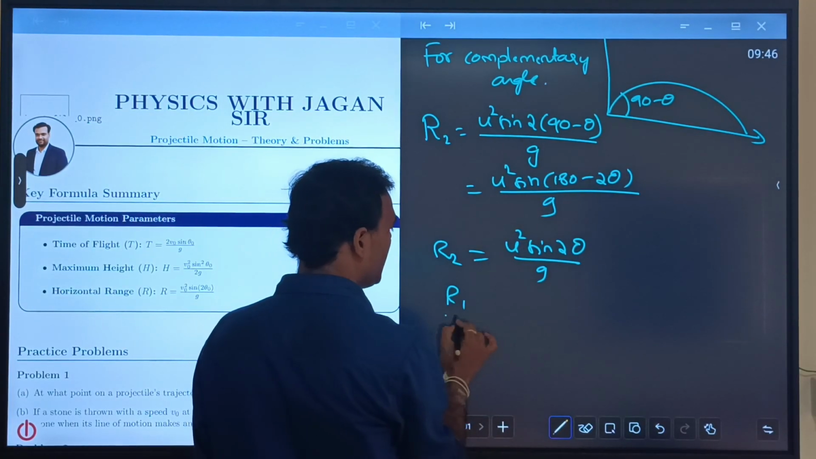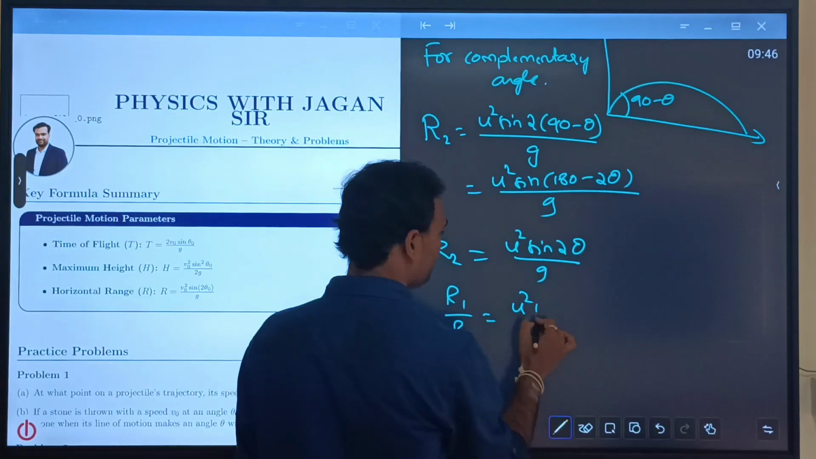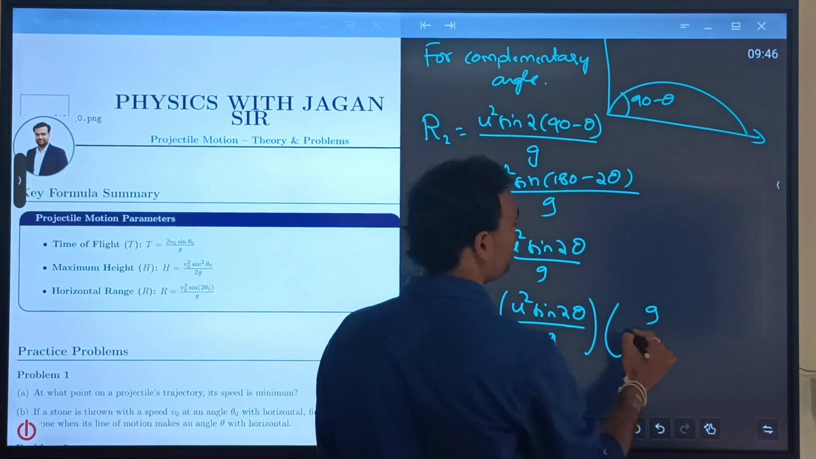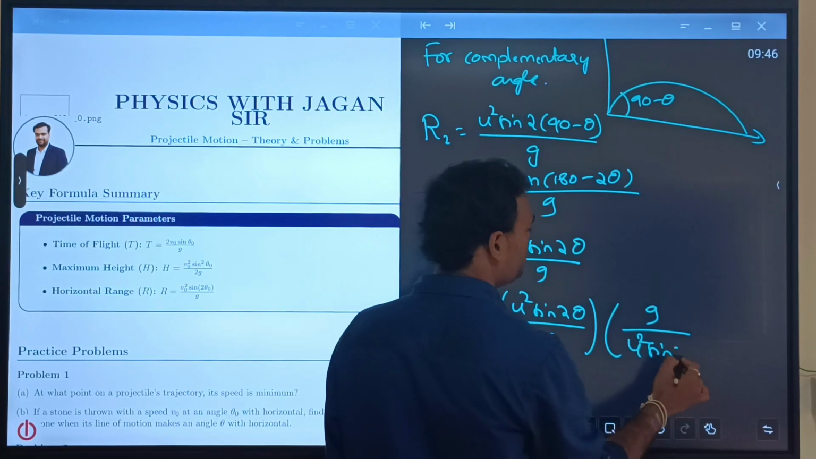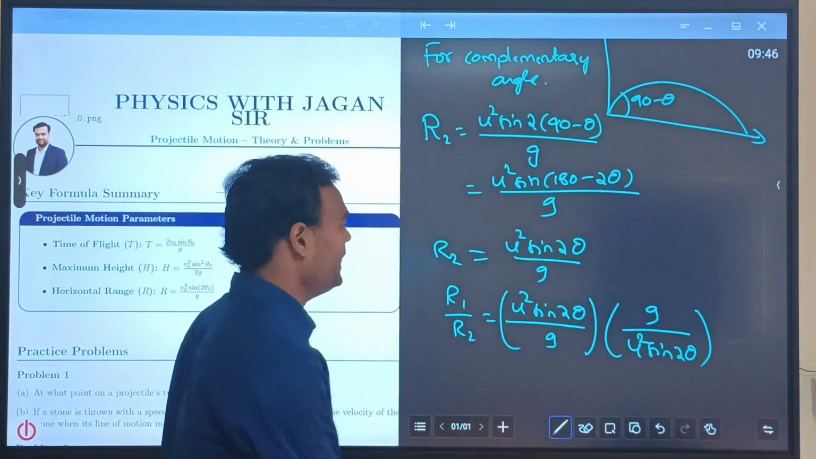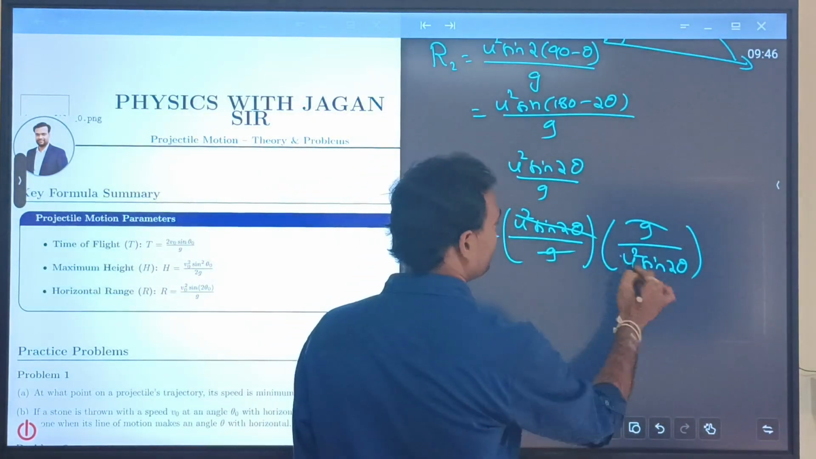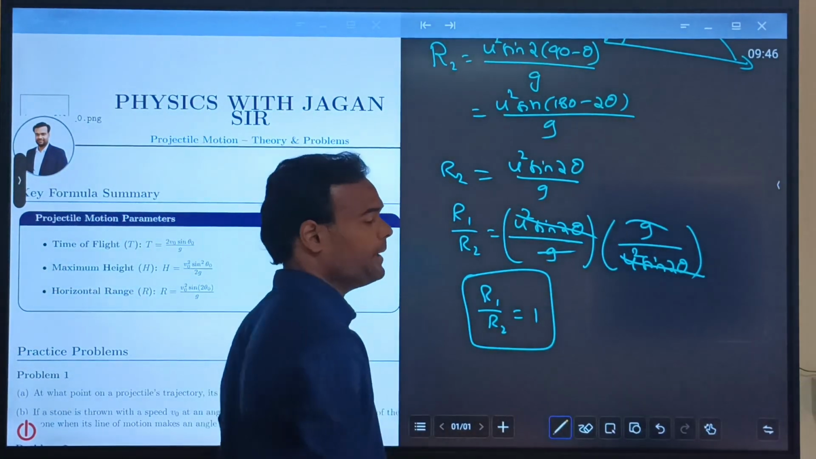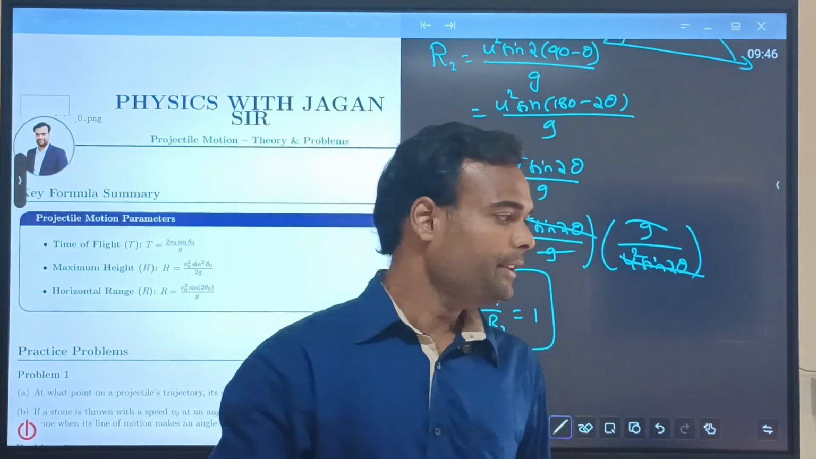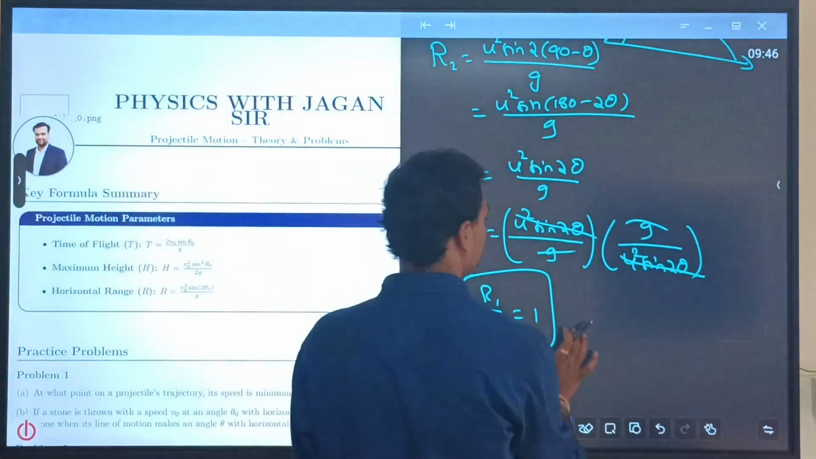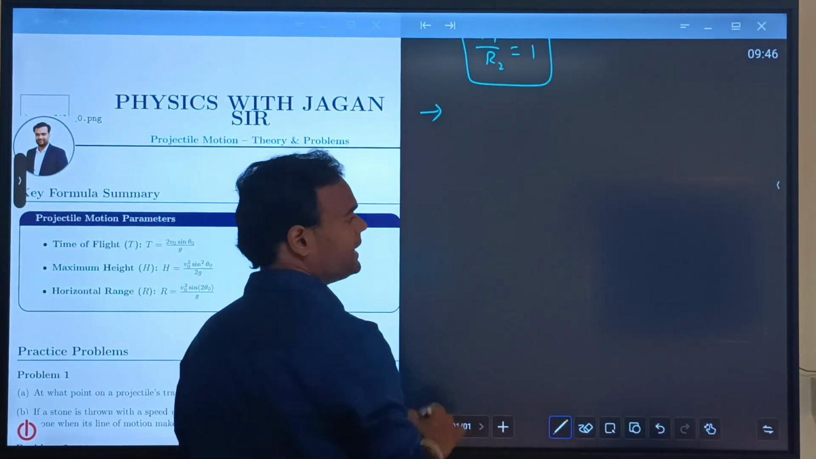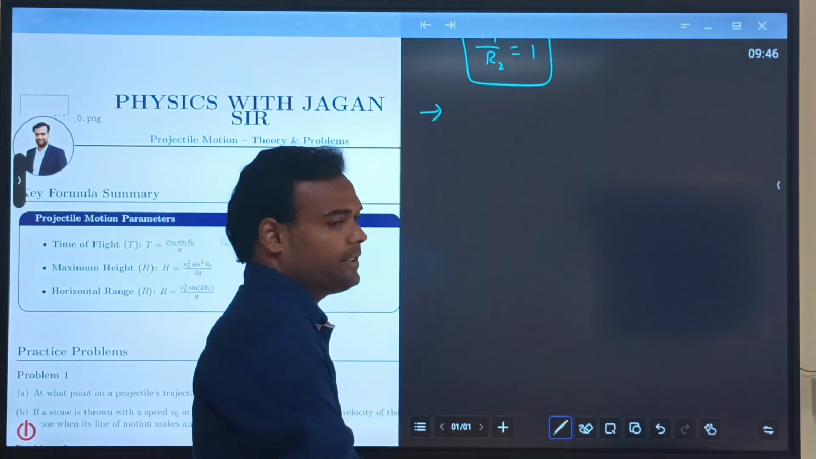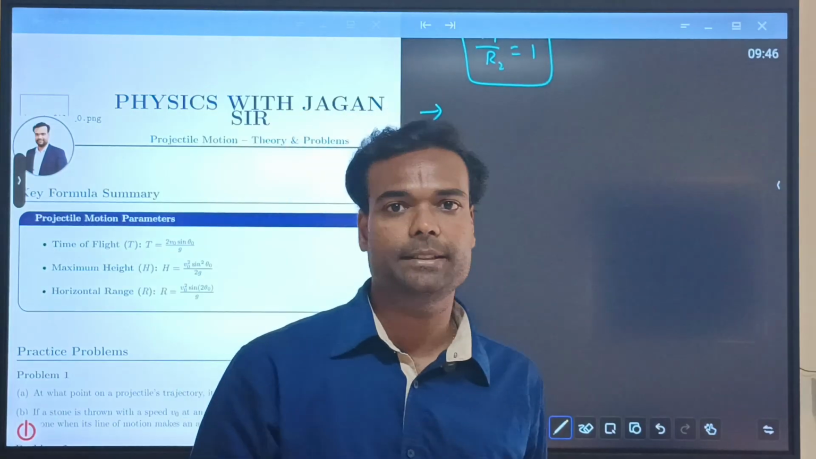So if I take R1 by R2 as u square sin 2 theta by g into g by u square sin 2 theta, right? And here these are getting cancelled clearly. So R1 by R2 is equal to 1. And we found that the maximum height condition is at theta equal to 90 degrees. Similarly, we can also find the maximum range; at what angle does it happen?